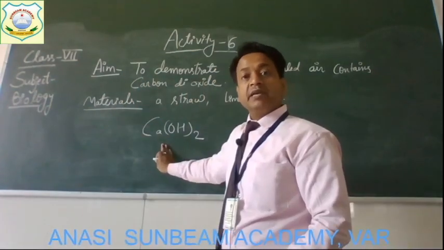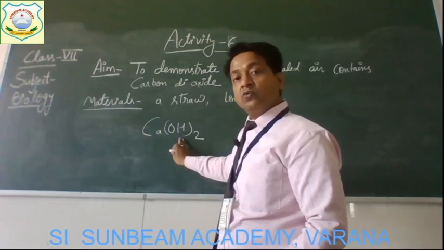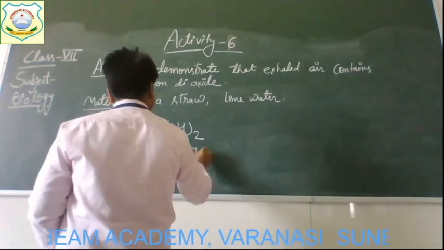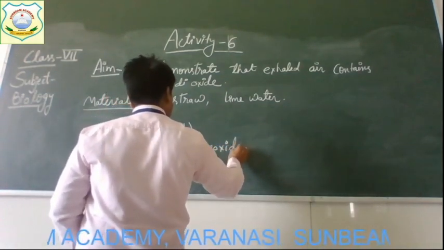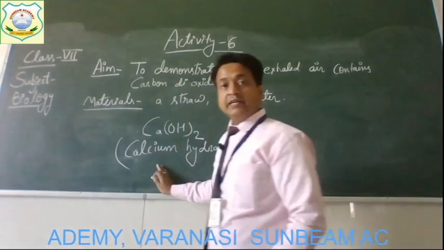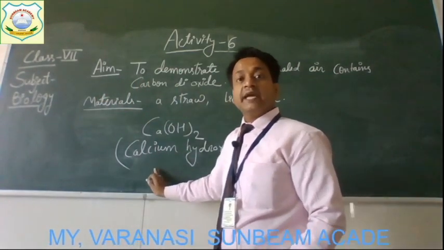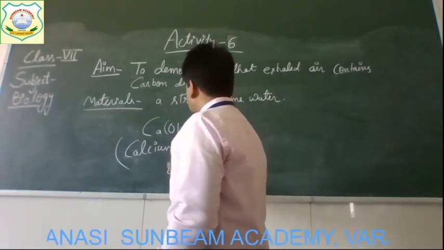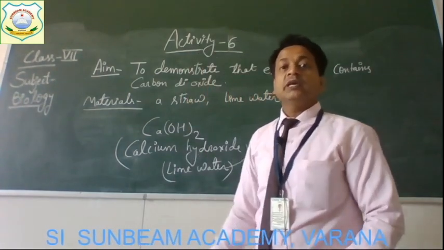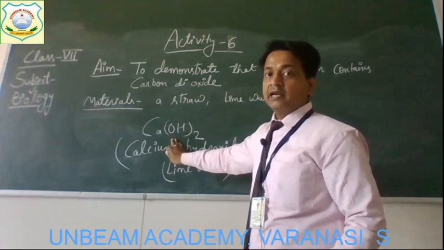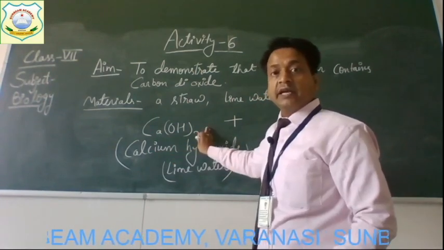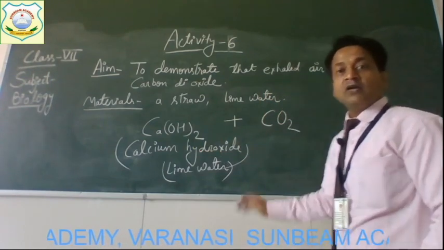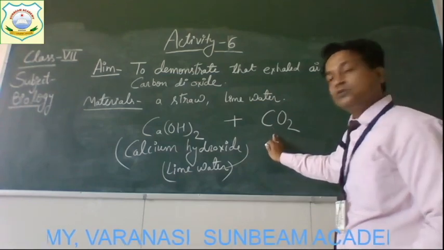Calcium hydroxide, and its chemical formula is Ca(OH)2. Alright children, this calcium hydroxide is also known as lime water. So the lime water which we have used was actually calcium hydroxide, and when this calcium hydroxide reacts with carbon dioxide, and the formula of carbon dioxide you know very well, CO2.